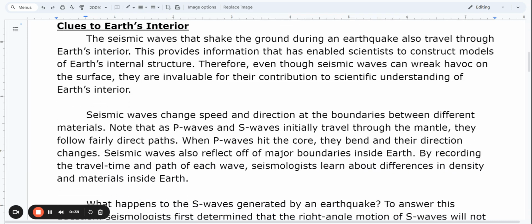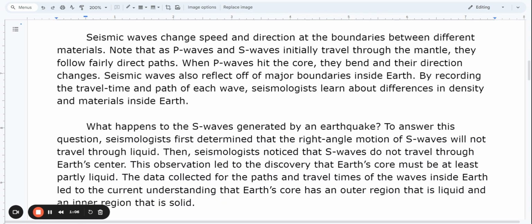Clues to Earth's interior. The seismic waves that shake the ground during an earthquake also travel through Earth's interior. This provides information that has enabled scientists to construct models of Earth's internal structure. Therefore, even though seismic waves can wreak havoc on the surface, they are invaluable for their contribution to scientific understanding of Earth's interior. Seismic waves change speed and direction at the boundaries between different materials.